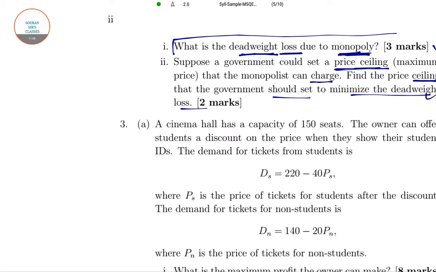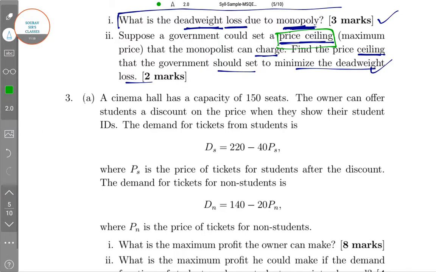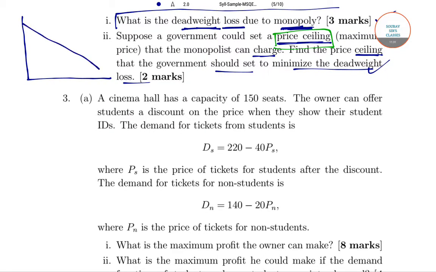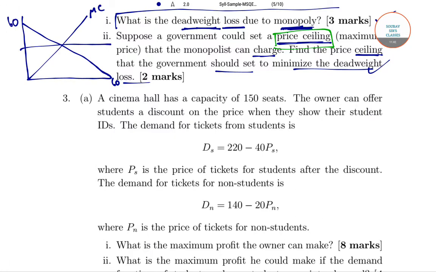This next question says, suppose the government could set a price ceiling on the monopolist. So in this case, what will be the case? We can simply draw a diagram and solve it. I hope you guys will understand it. So in this question, first of all we need to write down 60 here, 60 here, and there will be MC. The price line is given as 30. We have found the equilibrium price to be 30.